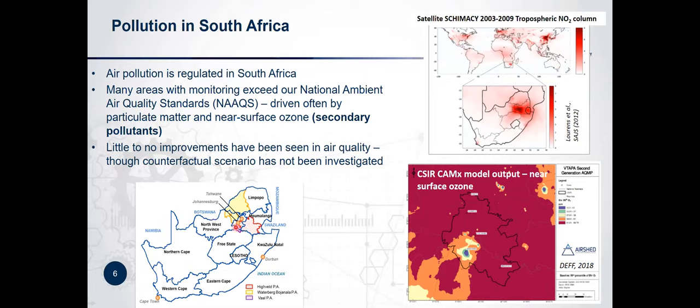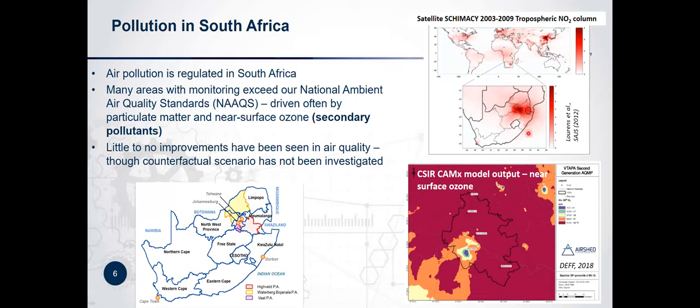The purple one is the Vaal Triangle air pollution priority area. That was a recent study that we did using our air quality model on the CHPC. The purple area is the same as this black outline. This is showing near surface ozone. I know you can't see the numbers, don't worry about that. What the red shows are all the areas that are out of compliance for ozone with our standards, basically the whole domain. And this wasn't actually a surprise. This is what we were expecting due to the measurements that are in the area.